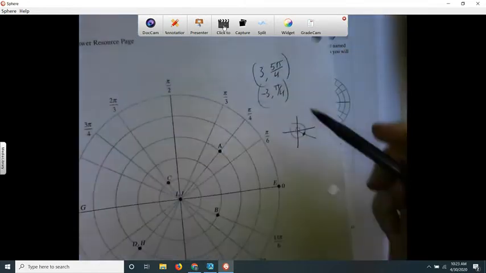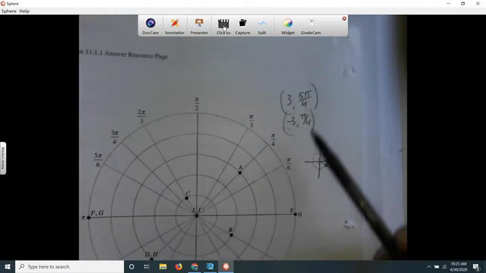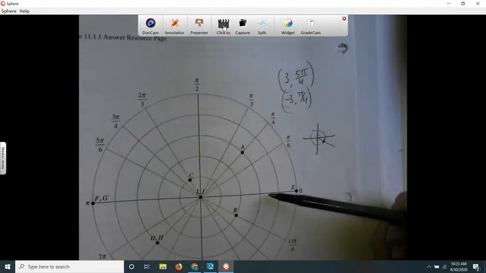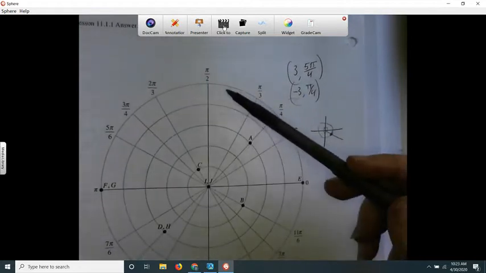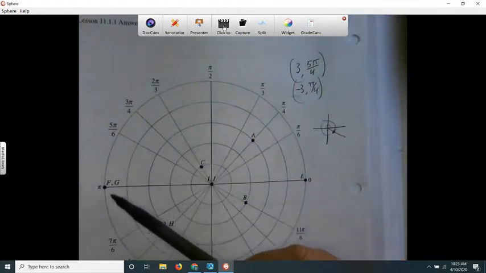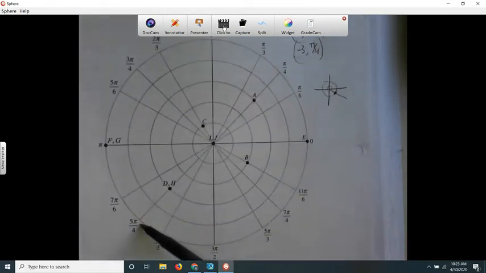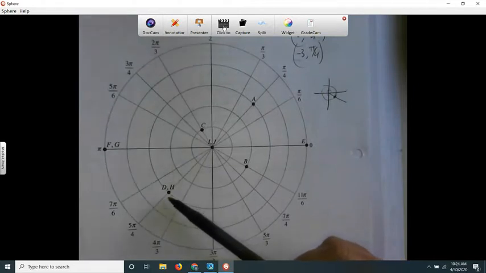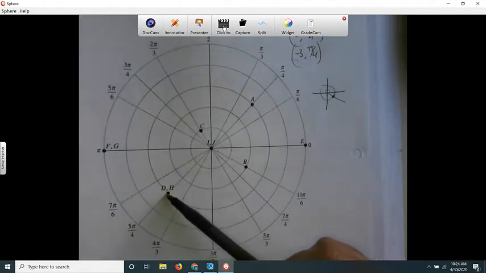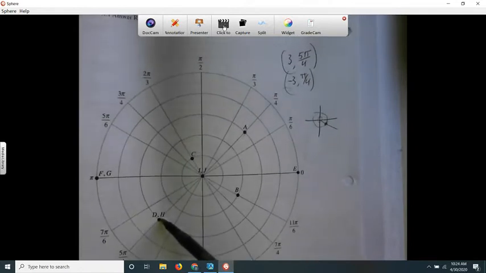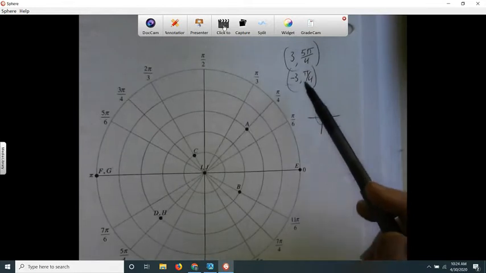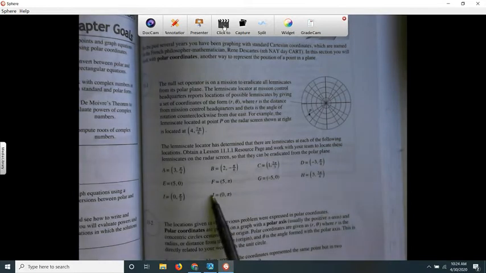So let's check that out. I always use my angle first, and then I worry about the radii. My angle is 5 pi over 4, so that's 1 pi over 4, 2 pi over 4, 3 pi over 4, 4 pi over 4. Here's 5 pi over 4, and then I'm going to go out 3. So it occupies the same space as (negative 3, pi over 4). So that'll happen sometimes. I don't want to do every single one of them.